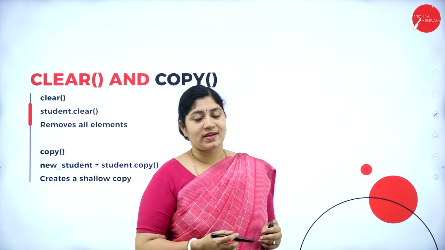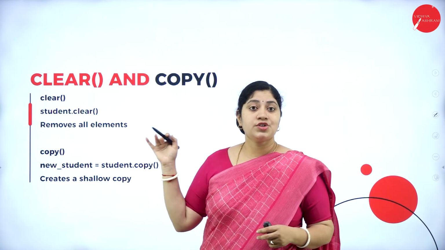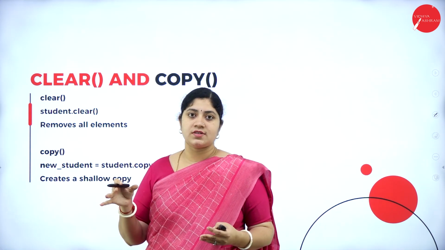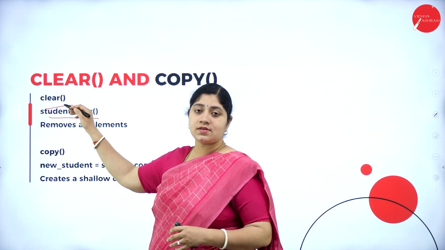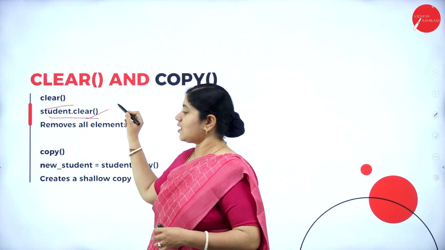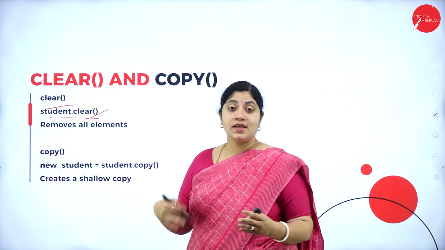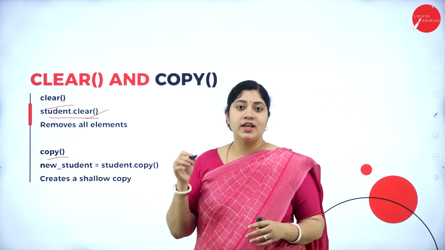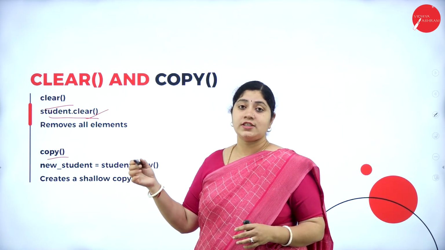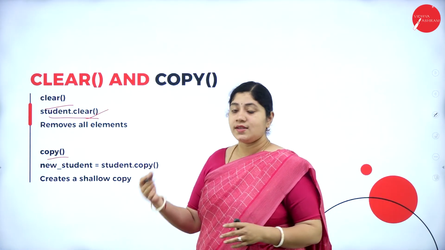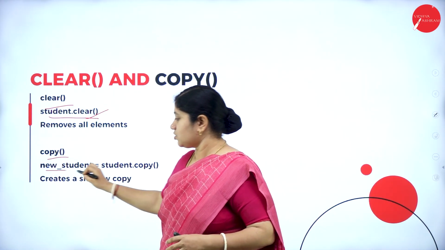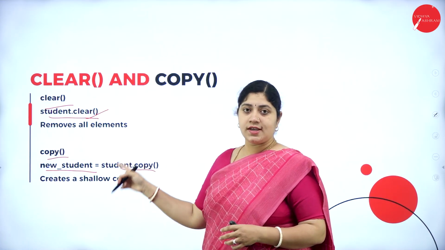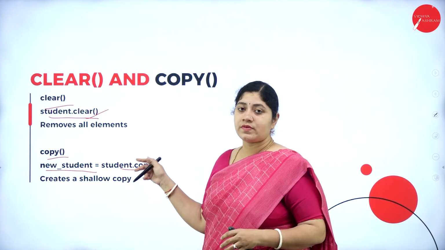The next type of methods that we can use are clear and copy. Clear is used for removing all the elements that are present in that dictionary. So clear is a keyword, and with respect to that, an example is student.clear(). The next method is copy, which is used to create a shallow copy of the items inside that dictionary. The example for that includes new_student, which is defined with student.copy(). So this creates a shallow copy of the items.